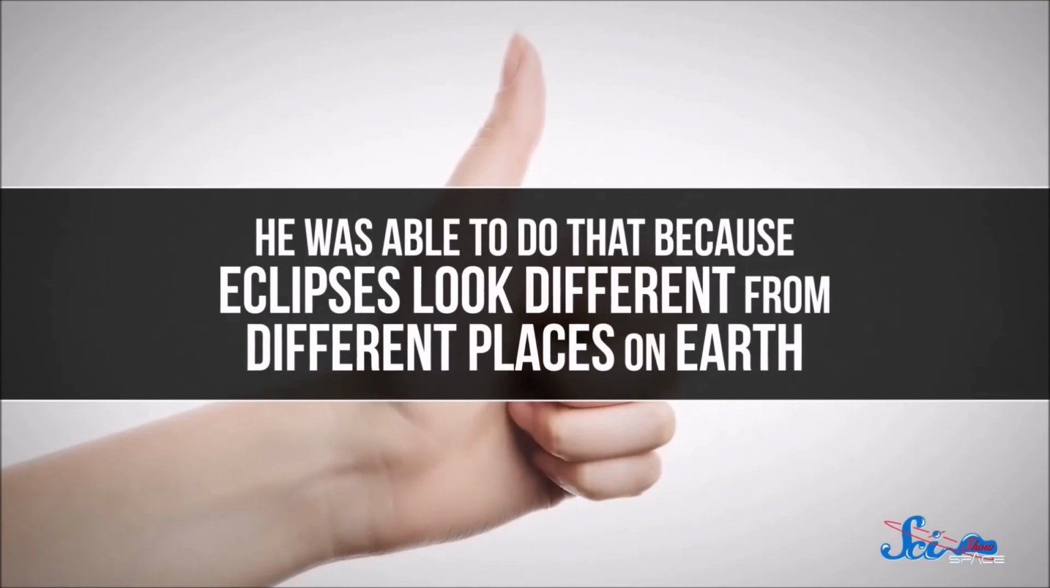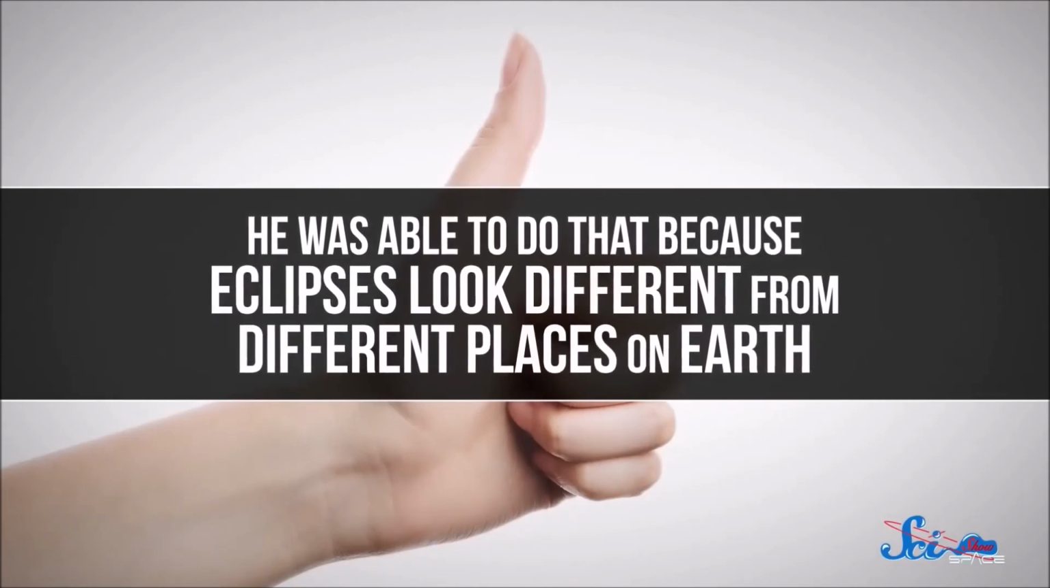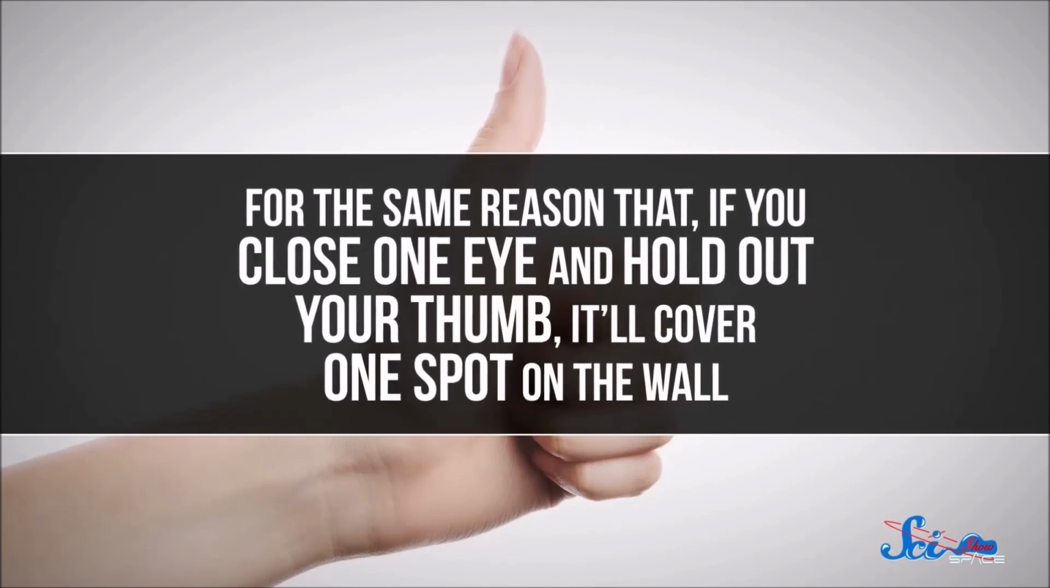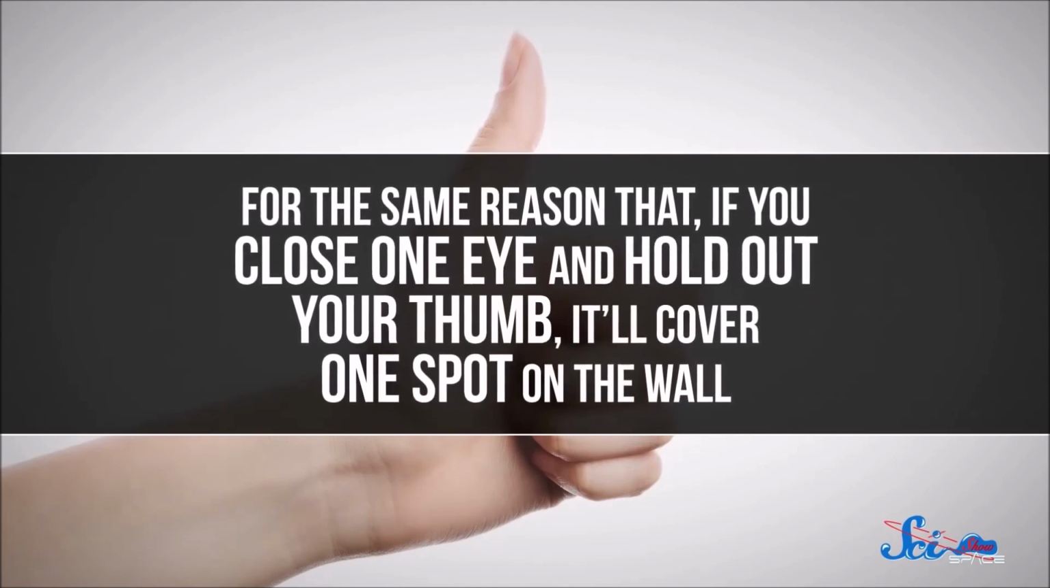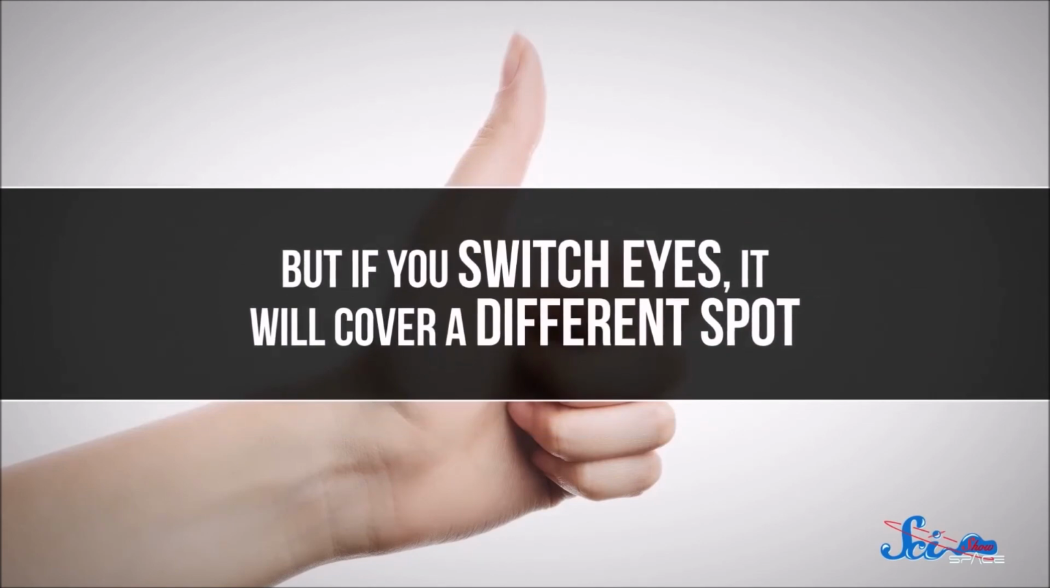People have been measuring distances within the solar system for millennia. For example, the ancient Greek astronomer Hipparchus used what's now high school trigonometry to estimate the distance to the moon during a solar eclipse. He was able to do that because eclipses look different from different places on Earth, for the same reason that if you close one eye and hold out your thumb, it'll cover one spot on the wall, but if you switch eyes, it will cover a different spot.